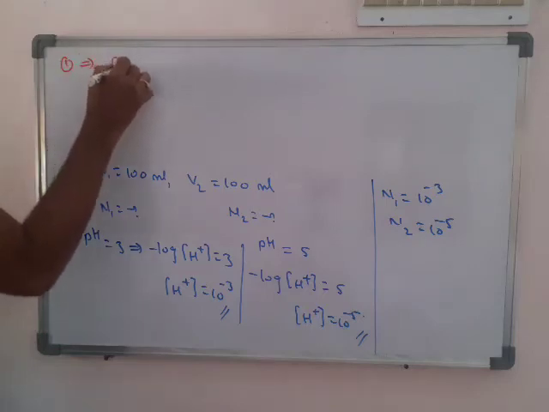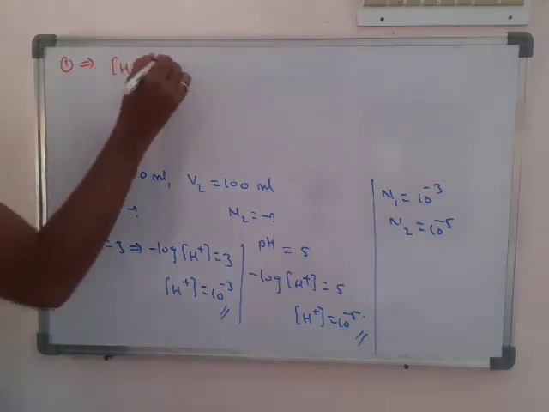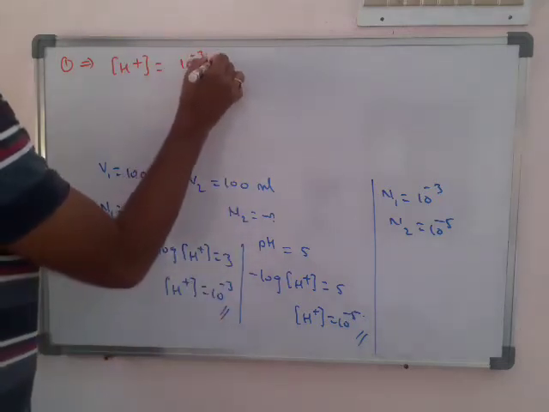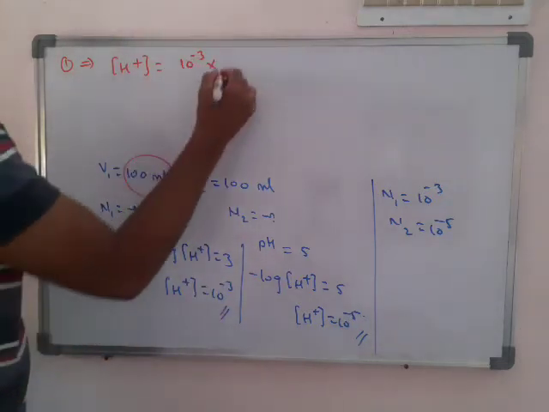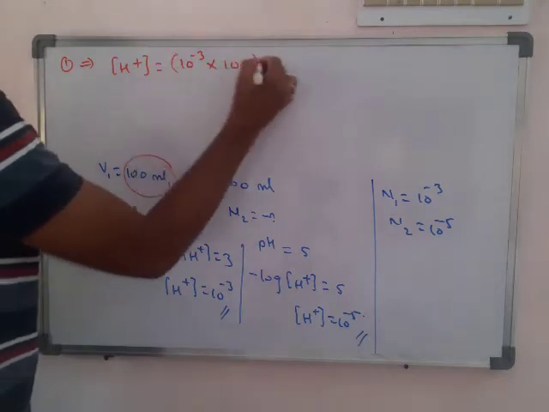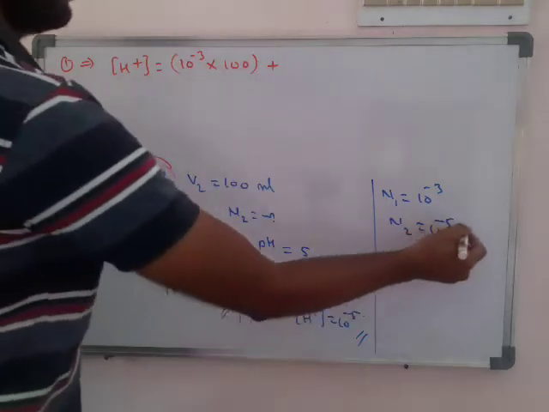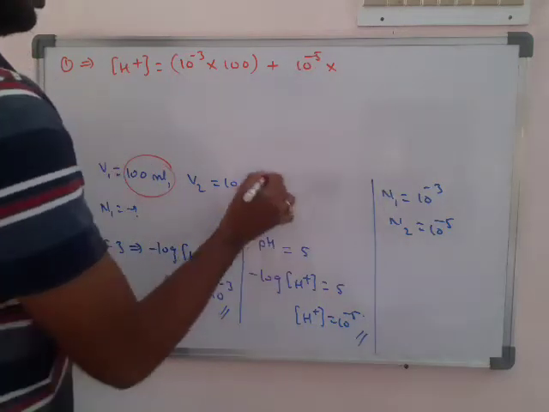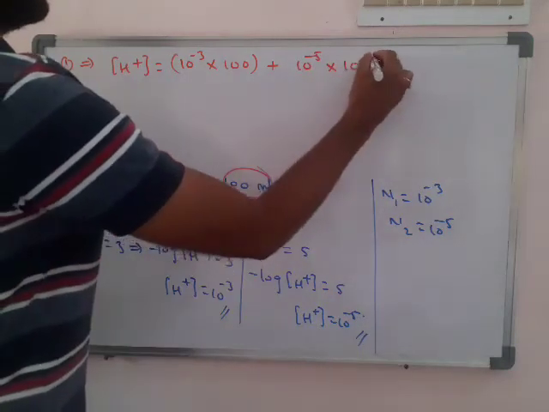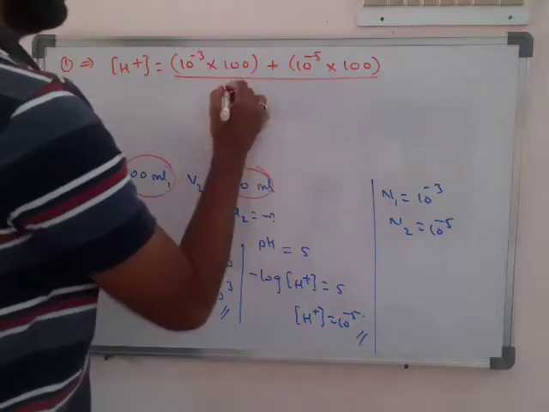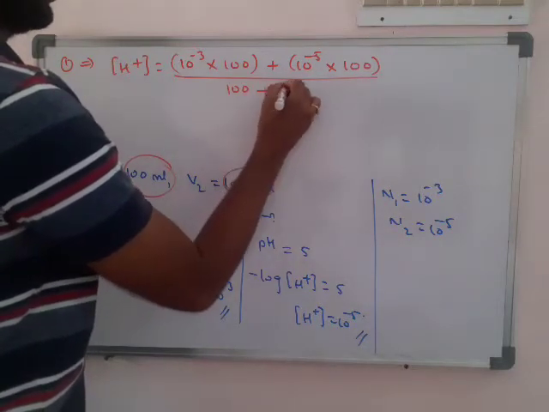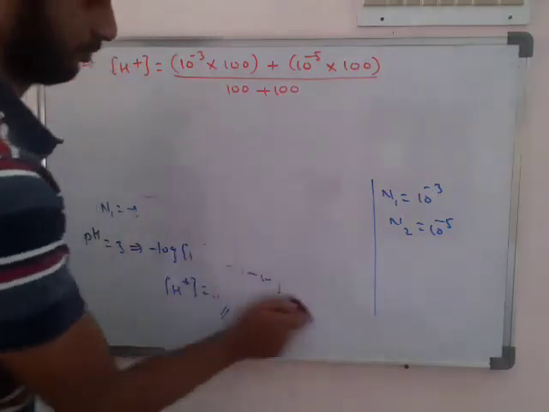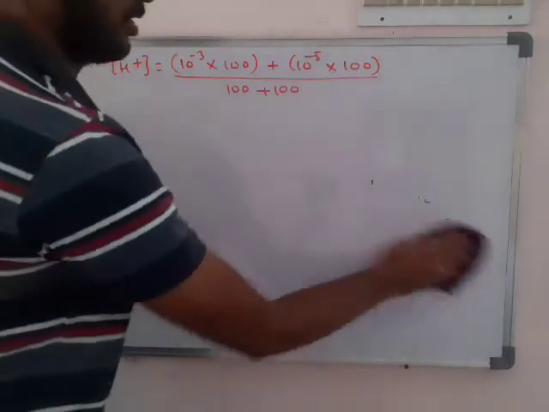Substitute in equation 1. The final H plus concentration equals N1, which is 10 power minus 3, times V1, which is 100. Next, N2 is 10 power minus 5, and V2 is also 100 milliliters, divided by V1 plus V2, the total volume. Okay, next to the calculation.